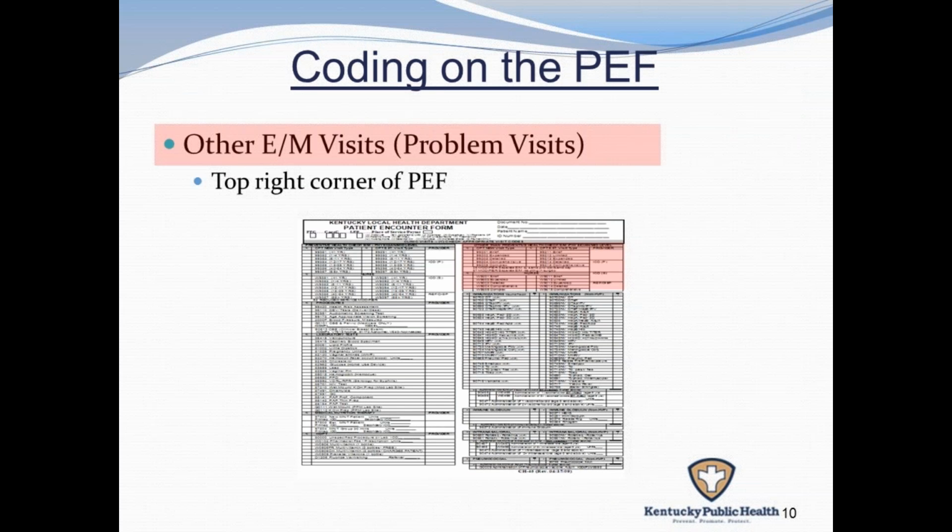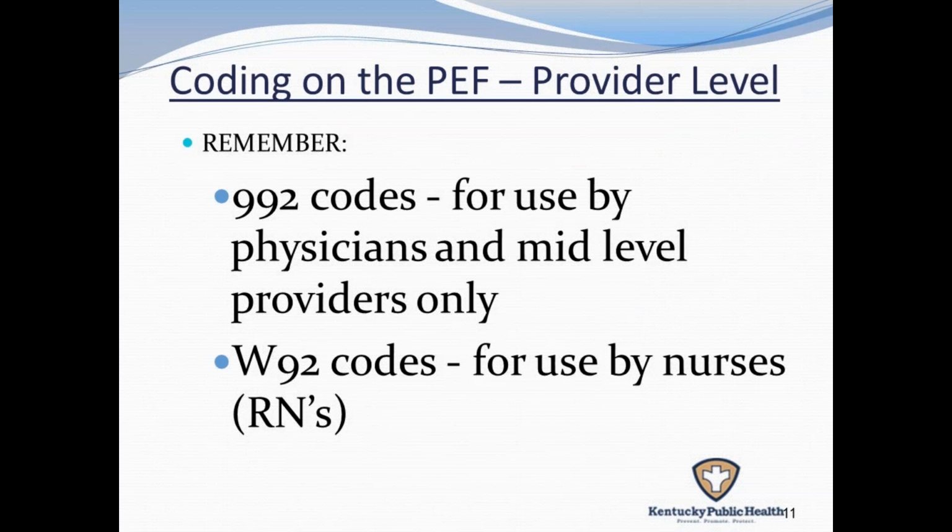Coding on the PEF and the provider level. Remember that the 992 codes are for use by physicians and mid-level providers only. The W92 codes are for nurses, that's your RNs that are using the codes out there. So that's why we have those W codes, for RNs. This is one of those things that usually throws a lot of people off, because in the real world, nurses are only allowed to code to a 99211, which is a brief office visit, and that's it. Our contract with Medicaid allows RNs to code higher. So we're going to go over all of that, so just hang on.